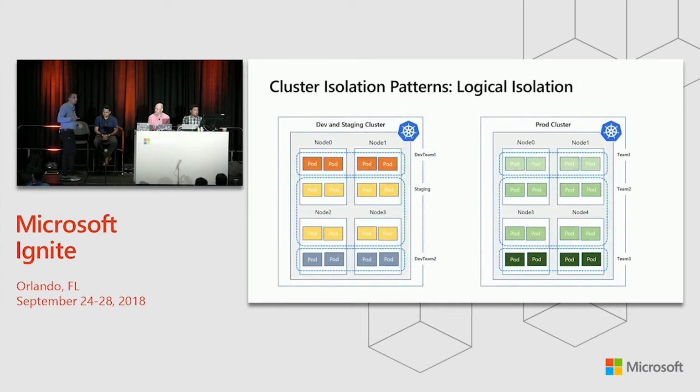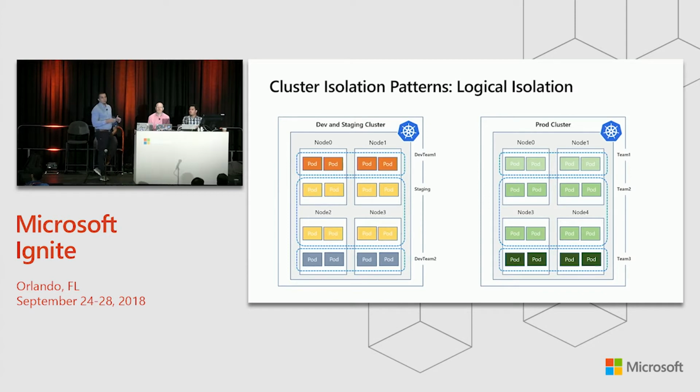The other isolation pattern is logical isolation. In the logical isolation pattern, you group workloads based on the environment, the sensitivity of the workload, or the owner team, and so on. In this example, I have two clusters. One cluster is for dev and staging, with two developer team workloads and a staging team in there. And in the production cluster, I have team 1, team 2, team 3, and so on.